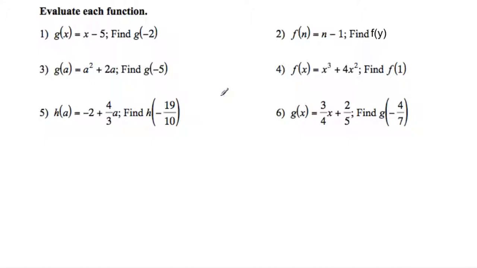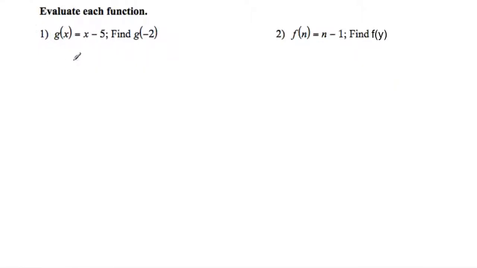And then we can evaluate these functions much like piecewise functions. Evaluating a function just means we're plugging in the value. So here, for this first one, g of x, that's just y. This means it's some function of x. This function is called g. So g of x is equal to x minus 5. Find g of negative 2. Notice we replaced the x with a negative 2. So I get negative 2 minus 5. What is that? That's negative 7. So that means that g of negative 2 is negative 7.